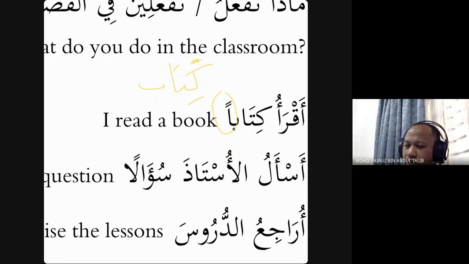So to make it easy, you just say Aqra kitab. Done. So you say, what do you do? Maza taf'alu fil fasli? Aqra kitab. Okay, use this, right? Aqra kitab. Okay, you might want to find other word.